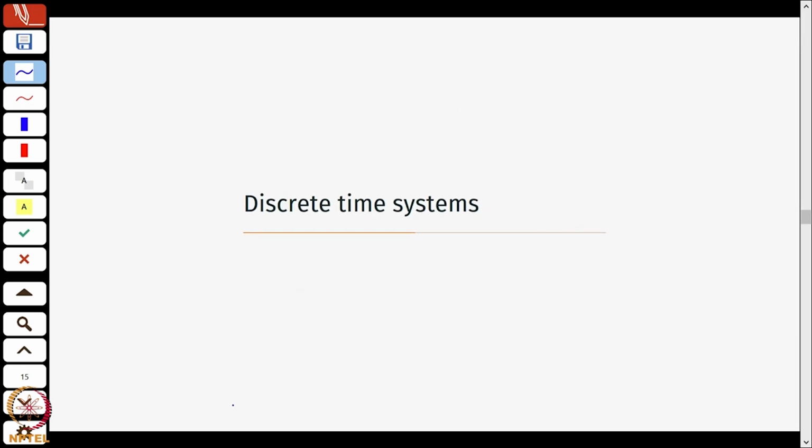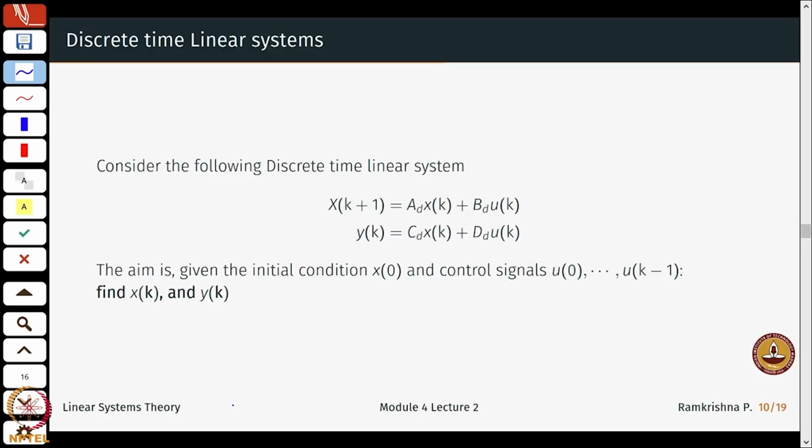Okay, so before we conclude this lecture, we do a little introduction to discrete time systems. As said in the equation, x will be an n dimensional vector and so on. A, B, C and D will be the same kind of matrices that were in the continuous time system. What is the aim here? What does it mean to find solutions? The aim is, given an initial condition x0 and control signals u till k minus 1, can I find x k and y k, the state or the solution to this difference equation.